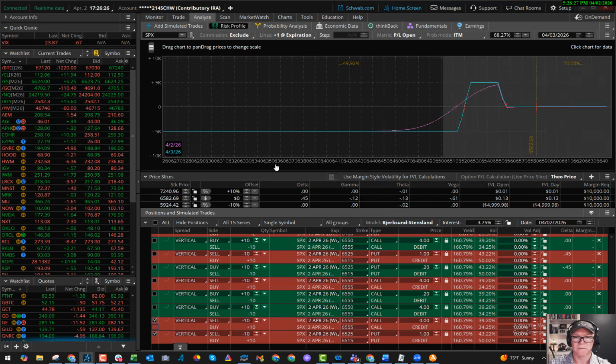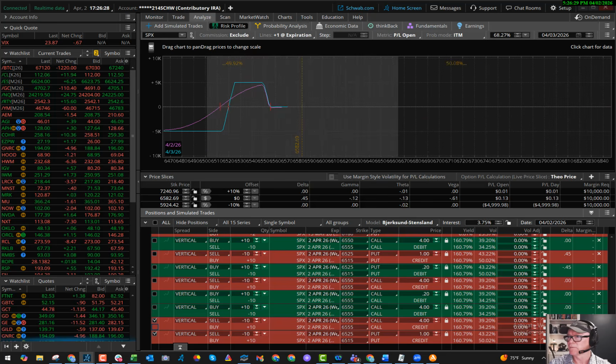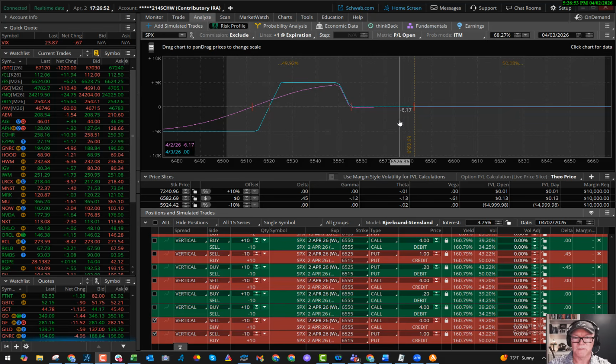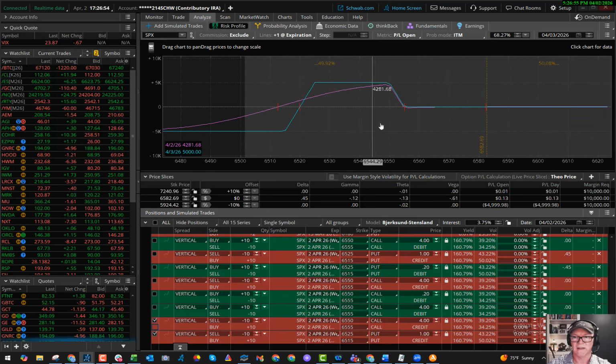I'm going to zero in a little bit more. So again, I'm going to zoom in real quick here. This is what it looks like. And you've got to be aware of what your expected move is. The expected move only got us to about here, so I wasn't that worried about overshooting this.